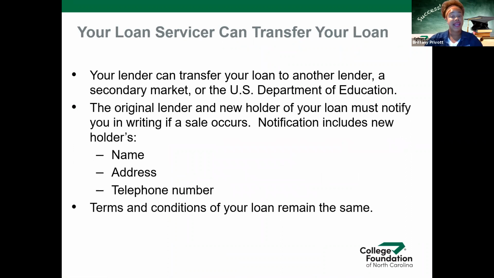Your loan servicer can transfer your loan. So please note that your lender can transfer your loan to another lender on a secondary market or the U.S. Department of Education. The original lender and the new holder of your loan must notify you in writing if a sale occurs, and notification includes the new holder's name, address, and telephone number. Terms and conditions of your loan are going to remain the same though.